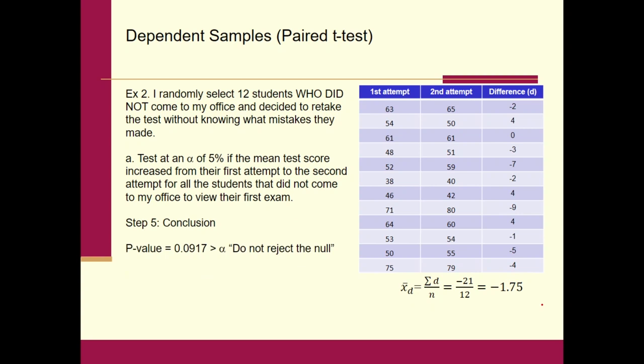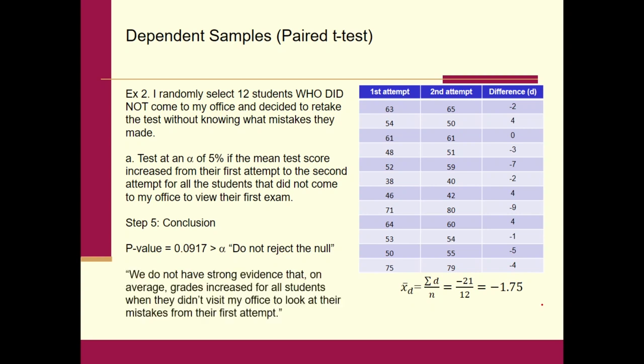Conclusion. The p-value is equal to 0.0917. That's greater than 5%. So we're going to say do not reject the null hypothesis in this situation. And that means we do not have strong evidence that on average grades increase for all students when they decided not to come to my office and look at their first exam. So what does that mean? Well, mu1 could be greater than mu2, mu1 could be less than mu2, mu1 could be equal to mu2, and so on average, things could get better, or they could actually get worse if they don't look at their exams. And we don't know which one it is at this point. That's a little disheartening, but that was the case.